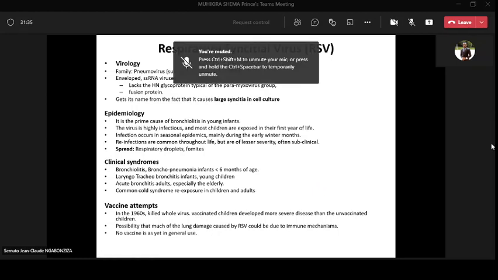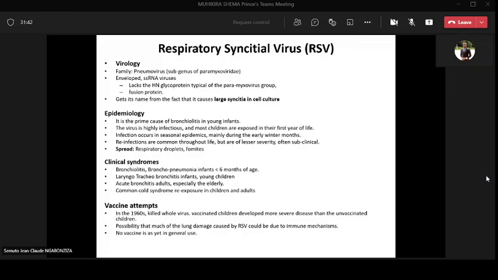Fusion makes the cells fuse, then form one giant cell which we call syncytia. So it's spread by respiratory droplets and fomites, similar to previous, bronchiolitis, bronchopneumonia, especially in younger children. And vaccination or vaccine attempt not feasible. Since 1960, but up to now, no vaccine really effective.